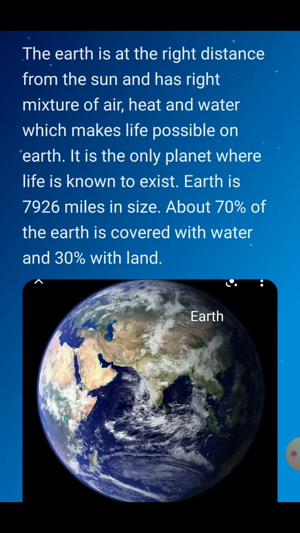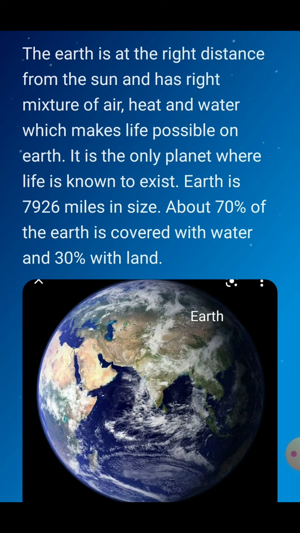Not at all. It is the only planet where life is known to exist. It means in other planets we cannot see any life, but we can see life only on this Earth. Earth is 7,926 miles in size. It is not a smaller one. About 70% of the Earth is covered with water and 30% with land, as we have studied earlier in our classes, isn't it?